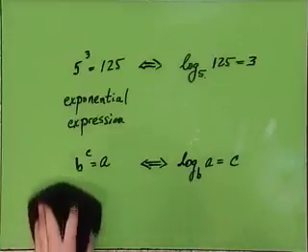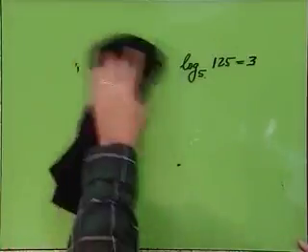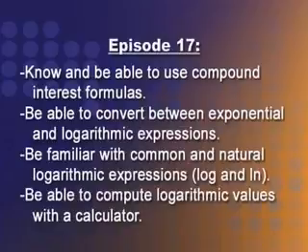Okay, back to our episode 17 list. You should be familiar with common and natural logarithmic expressions and how they're abbreviated. That is that base 10, or common logs, are abbreviated as log, and natural logarithms are abbreviated as ln for natural logarithms. It means base e. And remember that e is approximately 2.718. And then finally, you should be able to compute logarithmic values with a calculator.